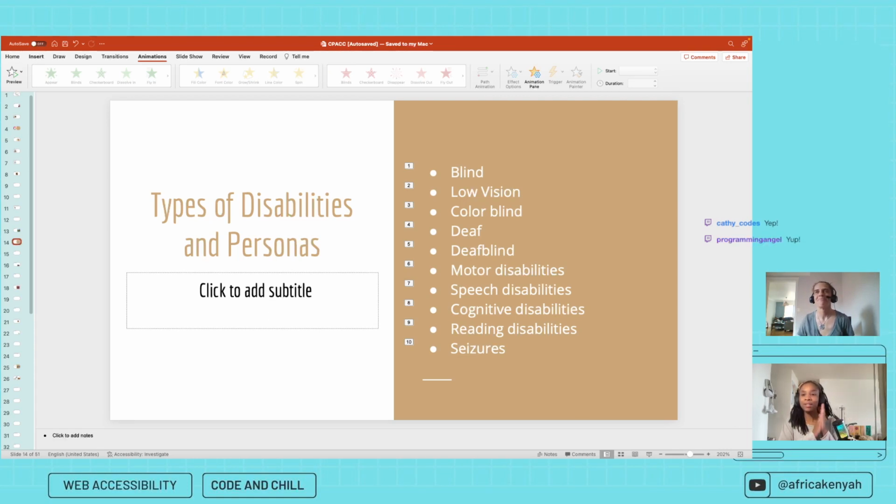All right, so for the next about 1 hour, because that's probably all I have in me, we're going to be learning about the types of disabilities and their personas, meaning what it looks like to have that disability, what accommodations they use and things like that. So basically things to consider. We're going to talk about the blind, low vision, colorblind, deafblind, motor disabilities, speech disabilities, cognitive disabilities, reading disabilities, and seizures.